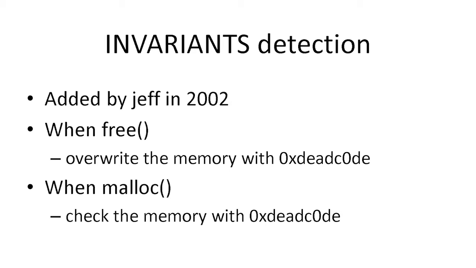And when you malloc again, malloc will check that the memory is still filled with 0xdeadc0de. You will know if the value is not the same, and you will know there is a write after free bug here. And it will report the memory type for debugging.